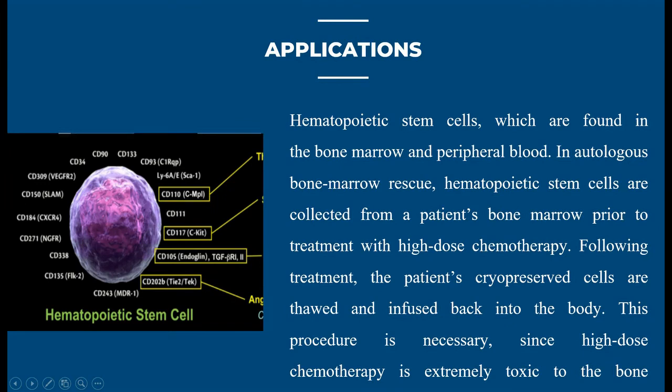Let us see some of the applications, other than in a mammalian cell culture laboratory, where cryopreservation is used. First is in hematopoietic stem cells, which are found in our bone marrow and peripheral blood. In autologous bone marrow rescue, hematopoietic stem cells are collected from the patient's bone marrow prior to treatment with high dose chemotherapy. Following the treatment, the patient's cryopreserved cells are thawed and infused back into the body. This procedure is necessary since a high dose of chemotherapy is extremely toxic to the bone marrow.